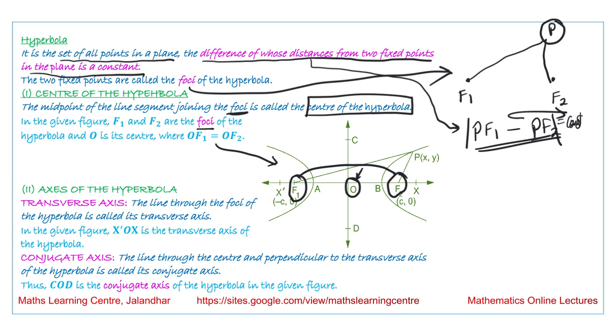Next is the axis of the hyperbola. There are two axes, one is the transverse axis. The line through the foci of the hyperbola is called the transverse axis. We are talking about this line, this is the transverse axis, and the line through the center and perpendicular to the transverse axis is called the conjugate axis of the hyperbola.